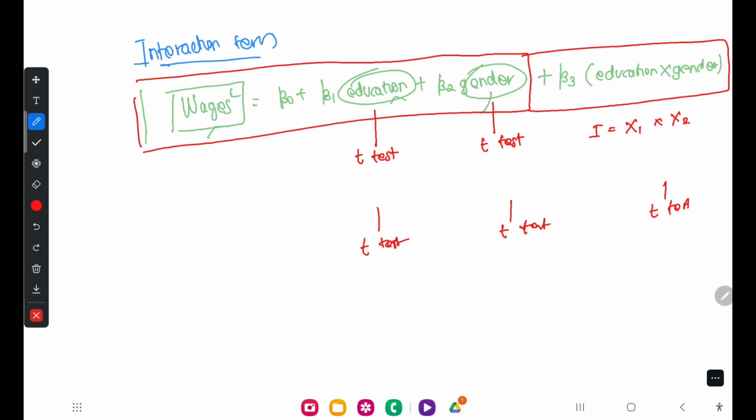Another important thing which you have to remember is when you are introducing an interaction term, so here education into gender, then your final regression equation or model shouldn't omit these two factors. Individually these two should be present. Education should be there individually, gender should be there. Then we have the interaction term education into gender. You can't just simply write wages equals beta naught plus beta 3 where we consider only education and gender. No, this is wrong.